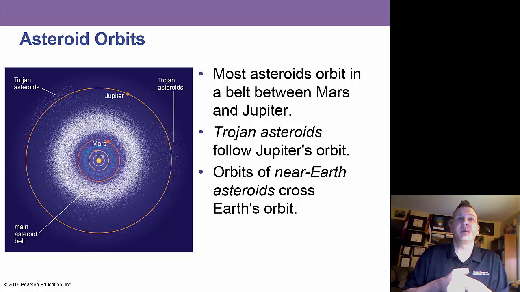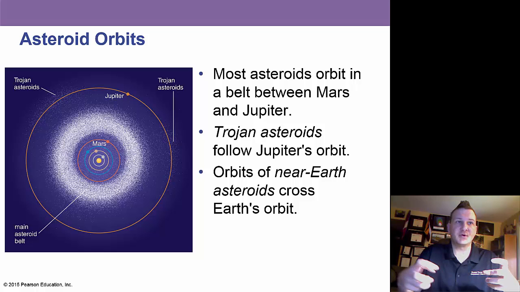So here's the asteroid belt between Mars and Jupiter. Now, most of the asteroids do orbit between Mars and Jupiter, and the Trojan asteroids follow Jupiter's orbit. So we have a band of asteroids that are in another resonance around Jupiter called Trojans.